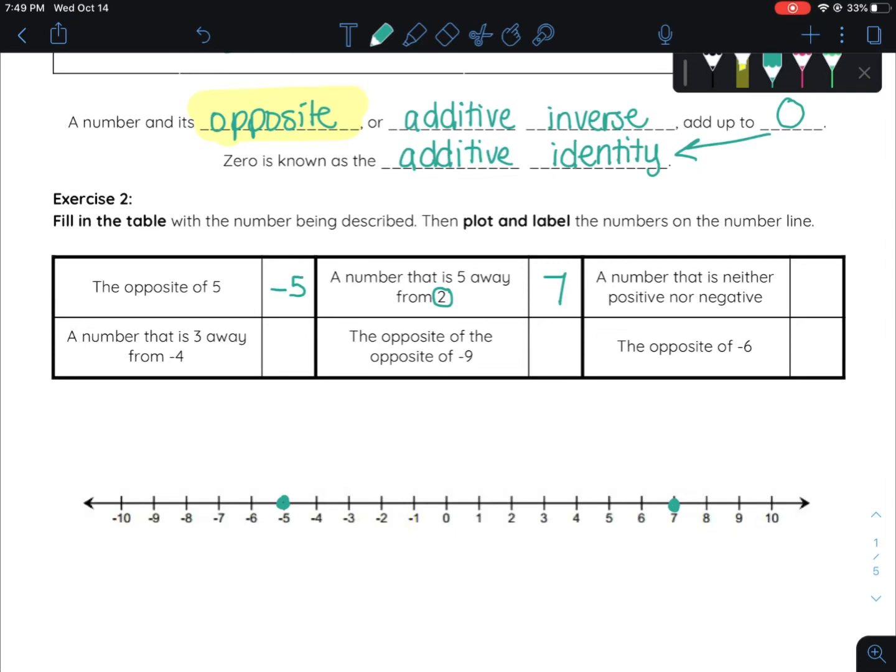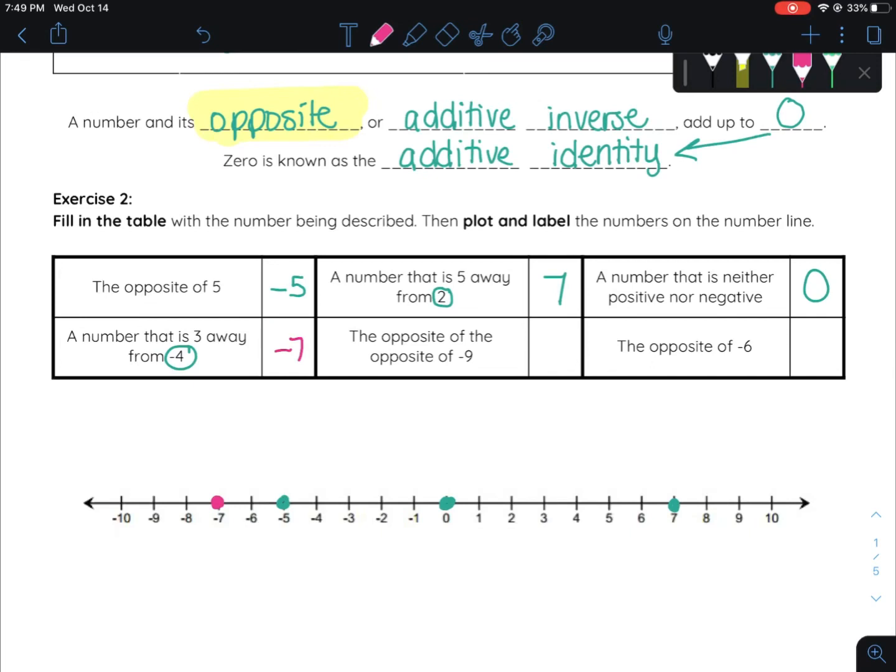Okay. A number that is neither positive nor negative. The only number that fits that description is right here in the center, the number 0. A number that is 3 away from -4. So let's go ahead and label -4. And now we want to go 3 away from that. I can go right or I can go left. This time, I'm going to go left. So 1, 2, 3. And so in that case, I got -7. Could have done the other direction if I wanted to.